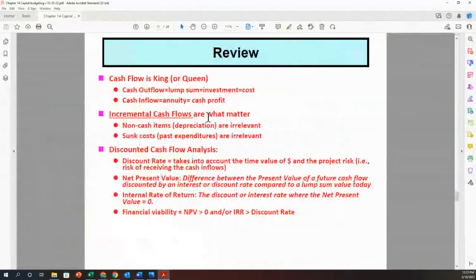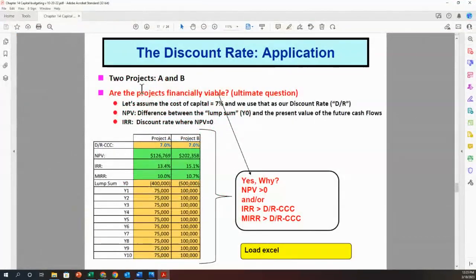Okay. So, how do we determine if the project is viable? That's the ultimate question. That's ultimately what we're trying to decide in chapters 14 and 15. Is the project viable? So if we assume that our cost of capital or discount rate is 7%, again, the net present value is the difference between our lump sum, 400 in this case, 500 in project B's case, and the present value of these future cash flows. And the internal rate of return is where the net present value equals 0.